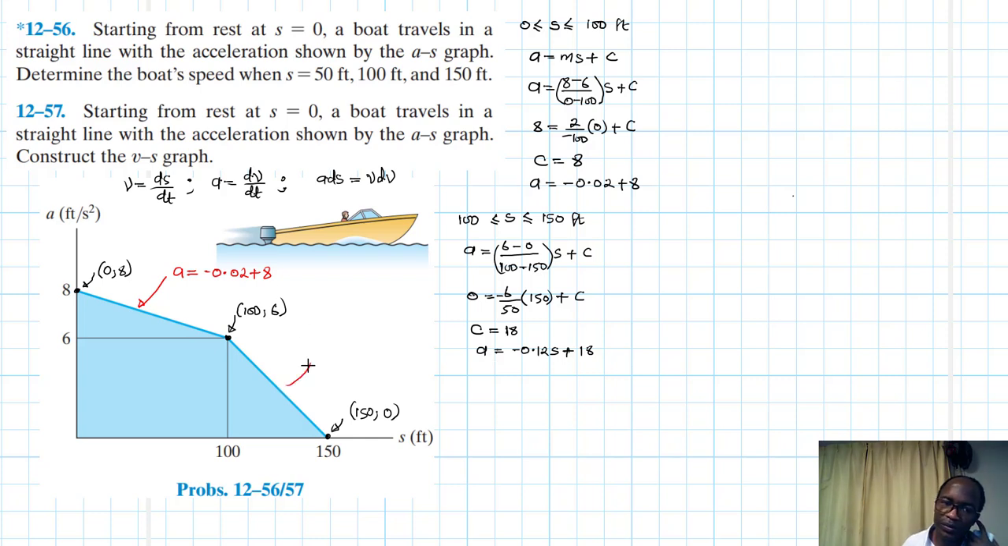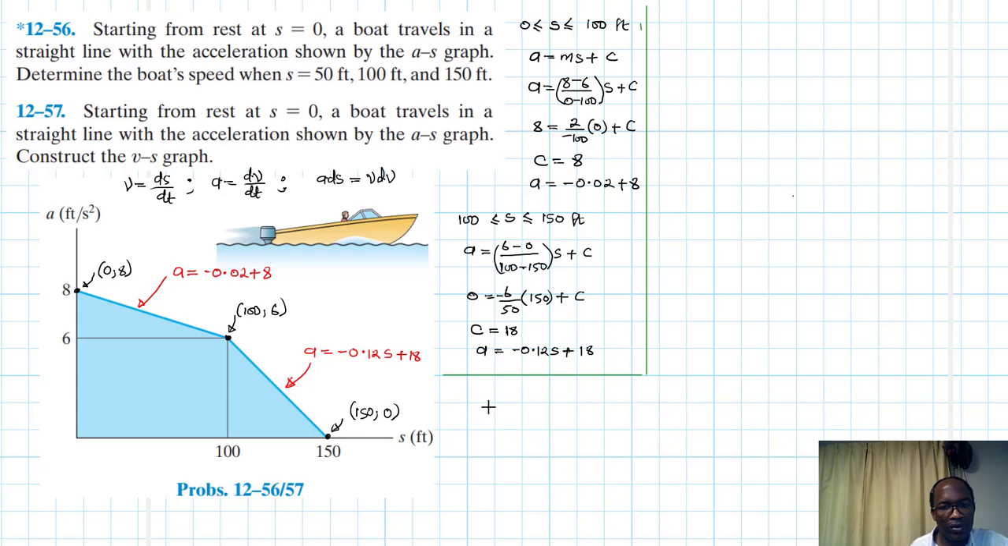So this equation, a = -0.12s + 18, is governed by this particular line, this interval. Once we have this, we can now start working. Let me just create a boundary for this.